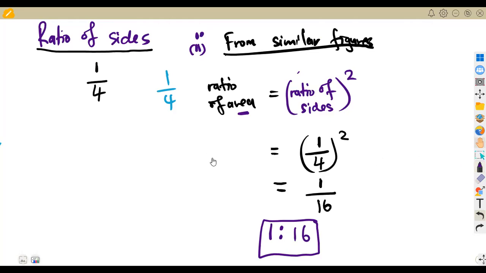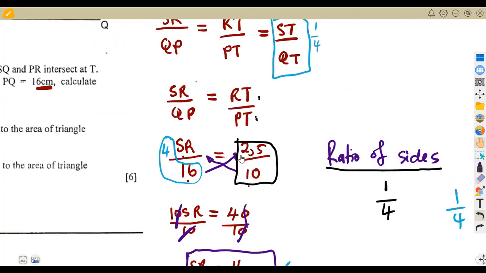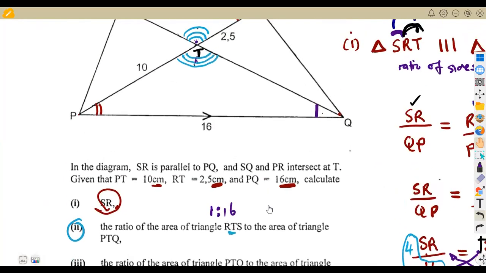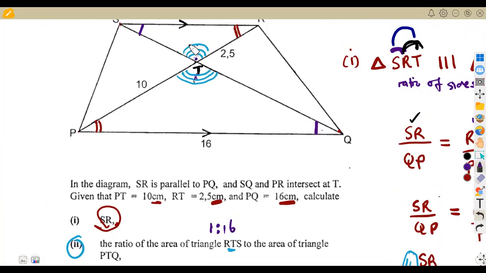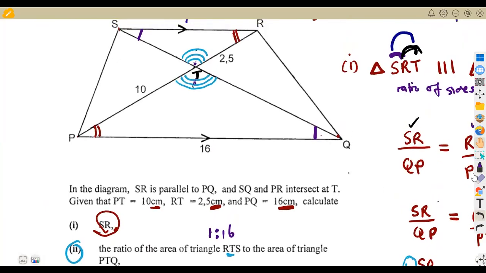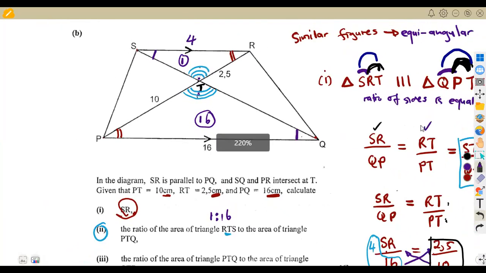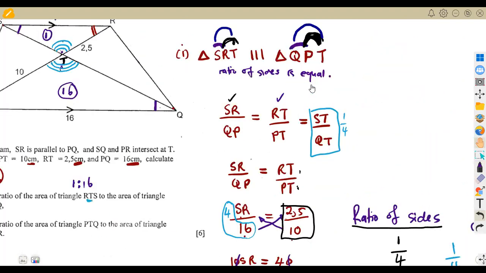That is in terms of area. What it means here, in terms of area, since we said our ratio is 1:16. So what does it mean? It means this triangle RTS here, in terms of area, consists of one part, and this one consists of 16 parts of the area. So this is how you take the ratio of what?